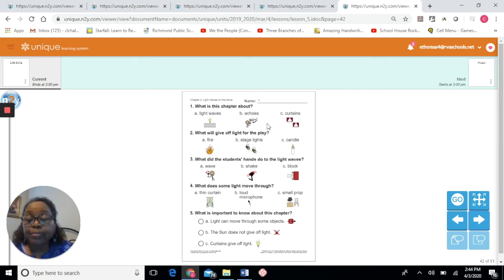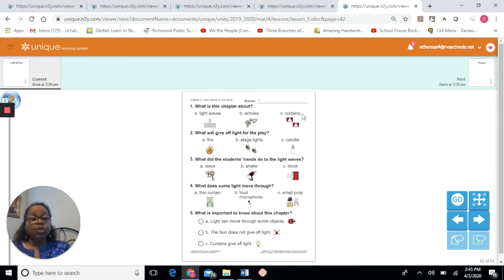What is this chapter about? Let's think about it. Is it about light waves, echoes, curtains? Well, I know we did not read the word echoes at all when we were reading this book. So this is a slash and trash. We will not consider that as a possibility. So let's go back. What is this chapter about?